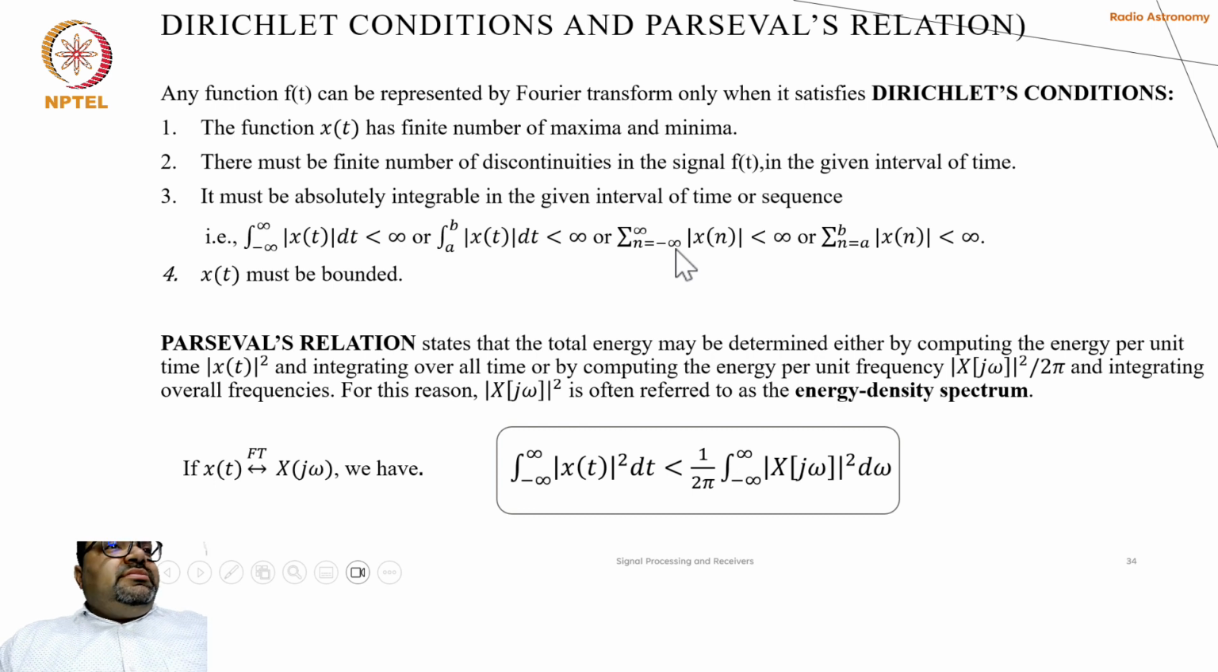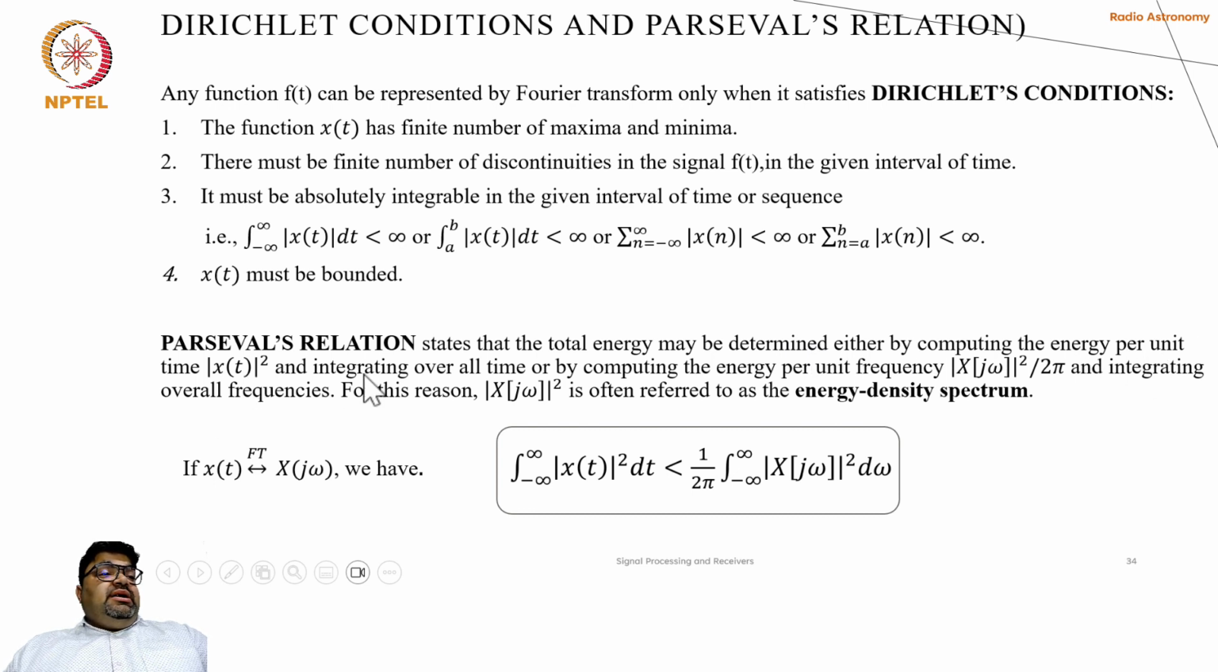So just take a look at the Dirichlet's conditions. The function x(t) has a finite number of maxima and minima. There must be a finite number of discontinuities in the signal f(t) in the given interval of time. It must be absolutely integrable in the given interval of time or sequence. x(t) must be bounded.